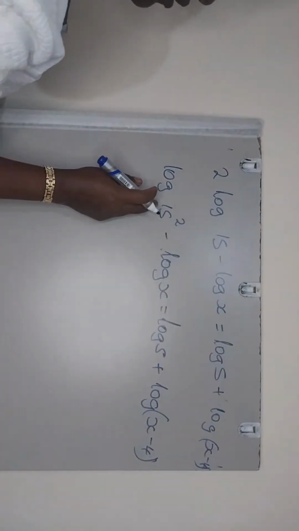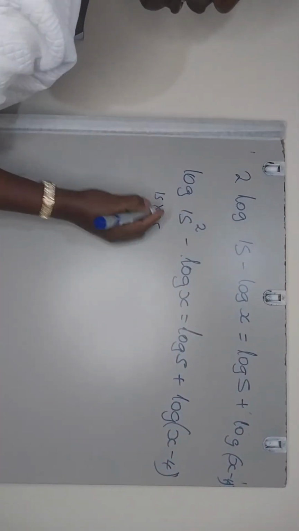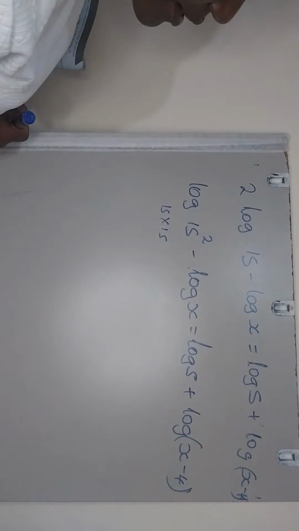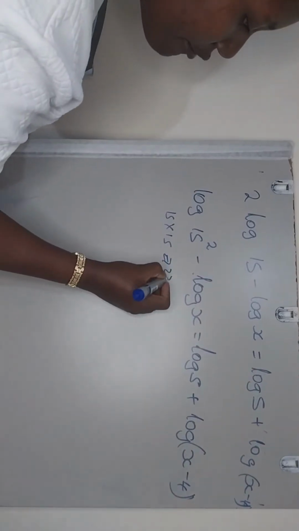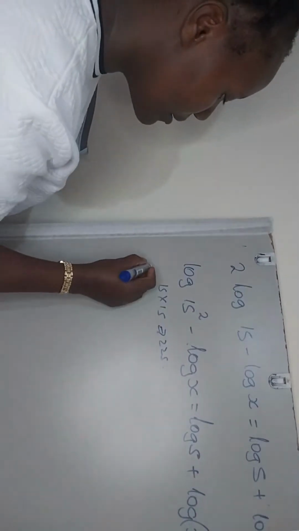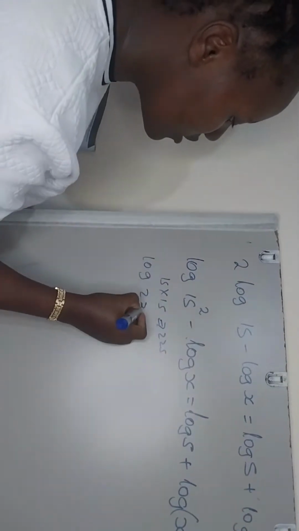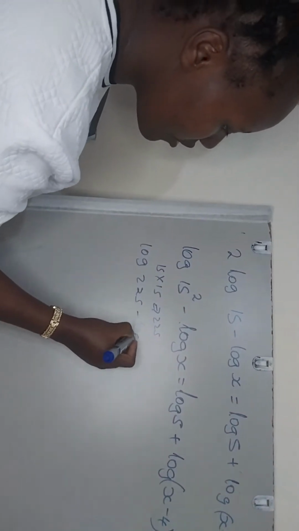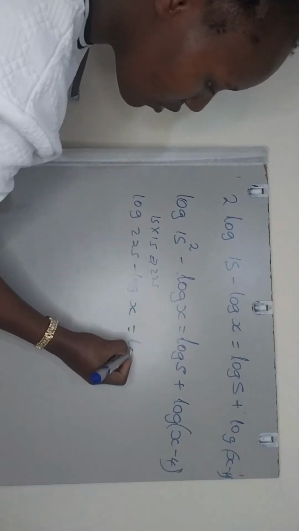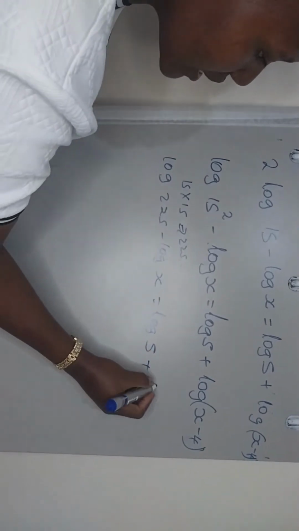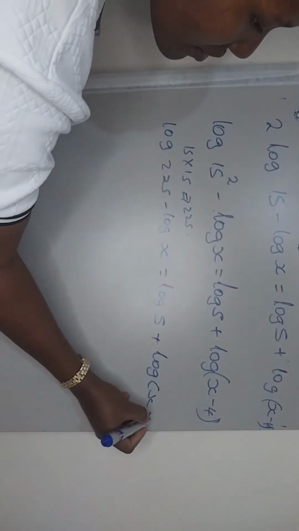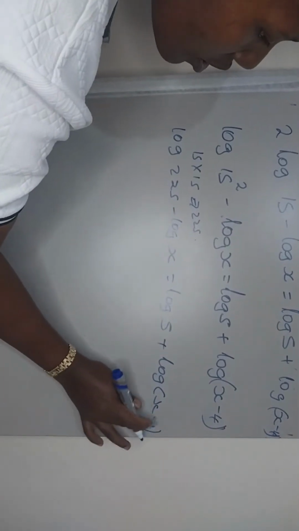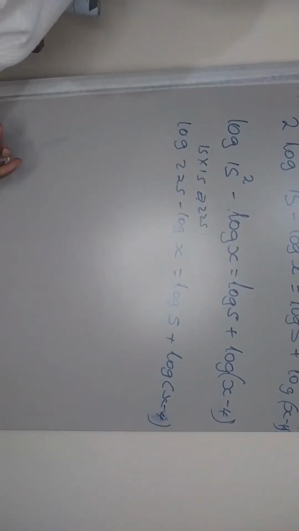Good. Log x minus 4. What is 15 times 15? This simply gives us around 225. So we simply replace: log 225 minus log x is equal to log 5 plus log x minus 4. Log x minus 4. Good.